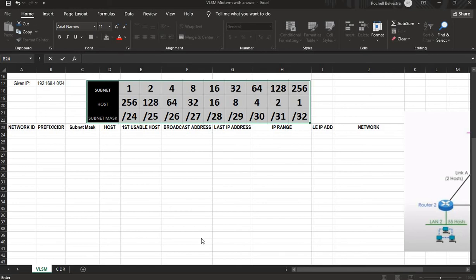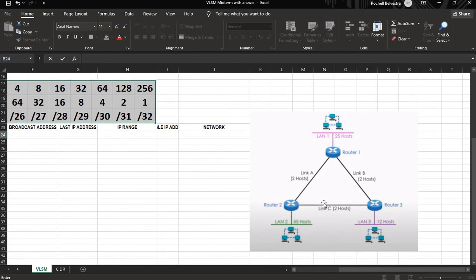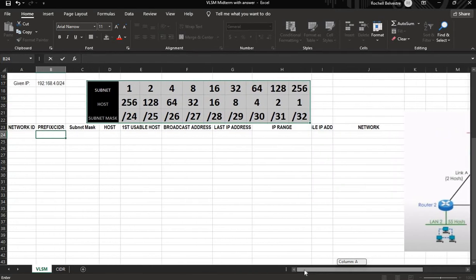So today we're going to do the VLSM subnetting, and this is our given network requirements. We have LAN 1, which needs 25 hosts, LAN 2 needs 55 hosts, and LAN 3 needs 12 hosts. Right now our given IP address is 192.168.4.0/24. So we're going to use this subnetting table.